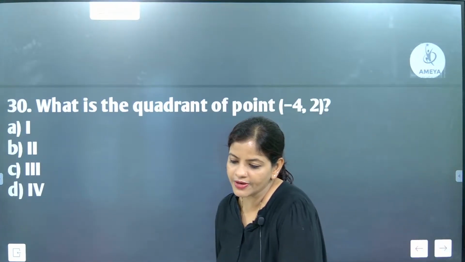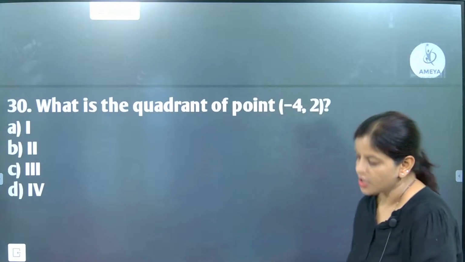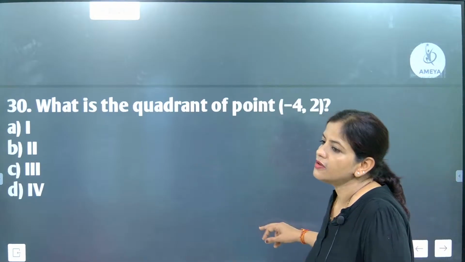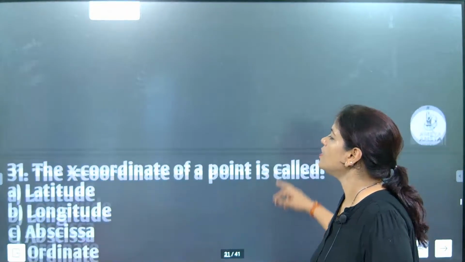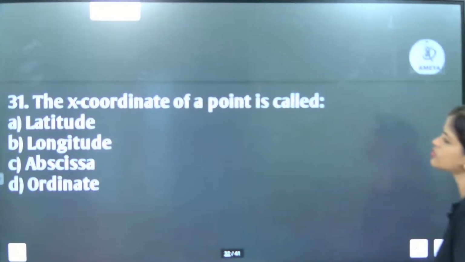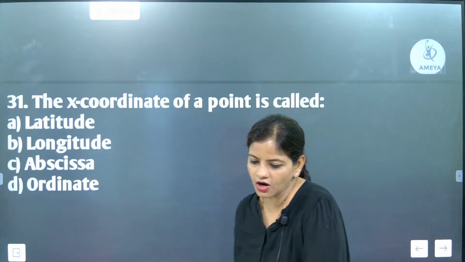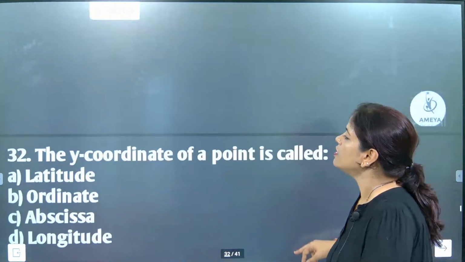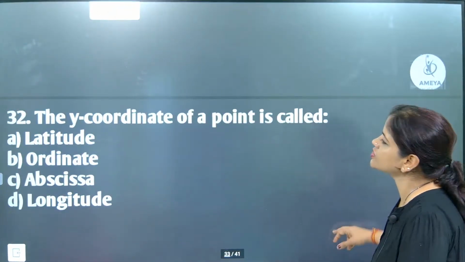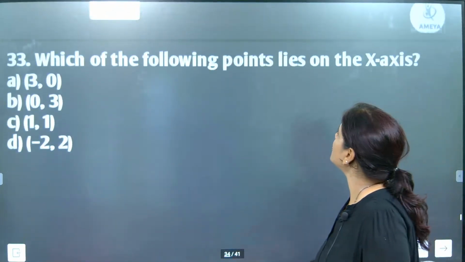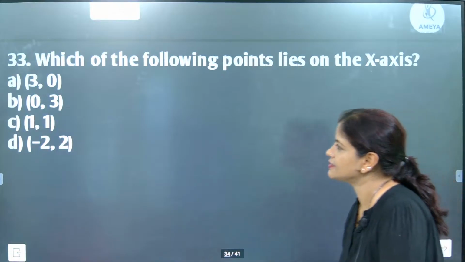It is in Chennai, beta, Anupuram. Okay, so now it is exactly which one, beta? 2. Second one. Now, the x coordinate of a point is called abscissa. The y coordinate is called as ordinate. Absolute. Now, the y coordinate of a point is called as ordinate. Which of the following point lies on x-axis?